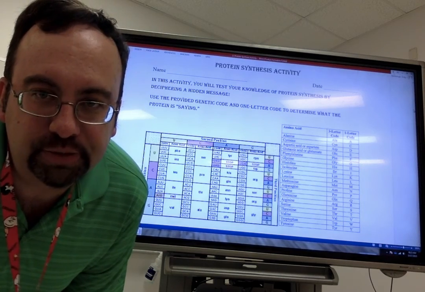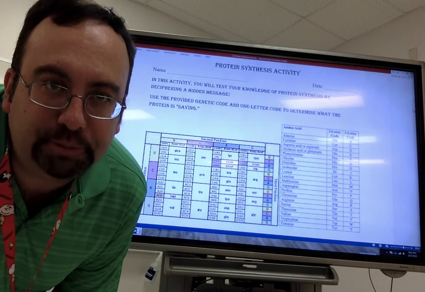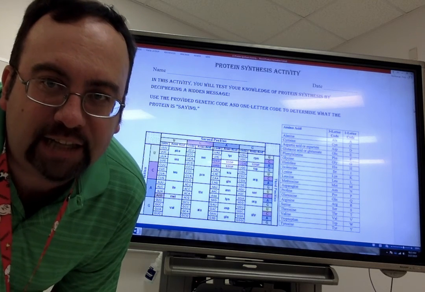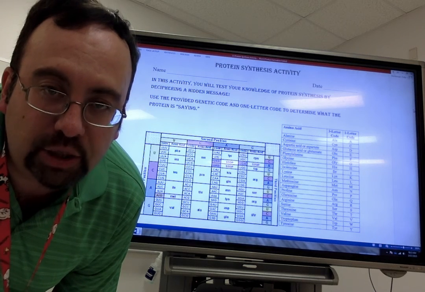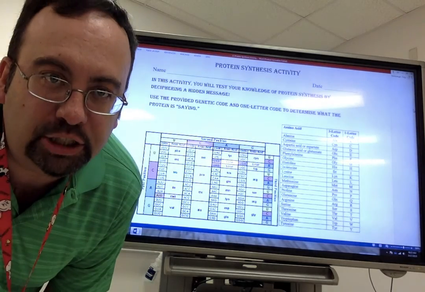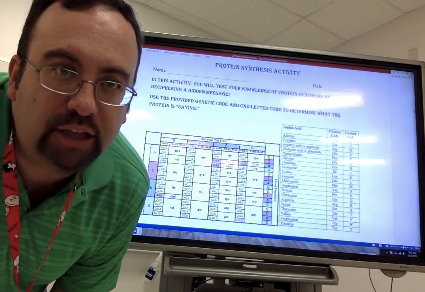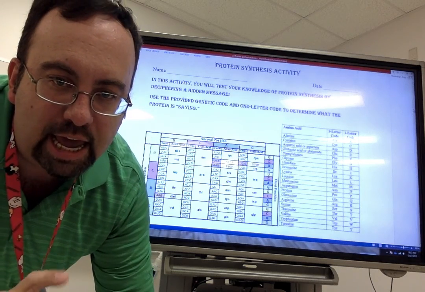Hello, biology students. I thought this would be a good opportunity to go ahead and do a couple practice problems from this protein synthesis activity worksheet. I want to let you know that this will be graded, so I do need you to make sure that you do this. If you look at the directions, it says that it's going to test your knowledge of protein synthesis by deciphering a hidden message.